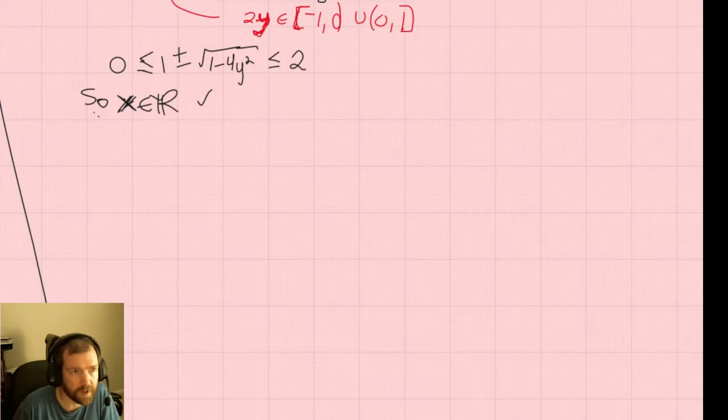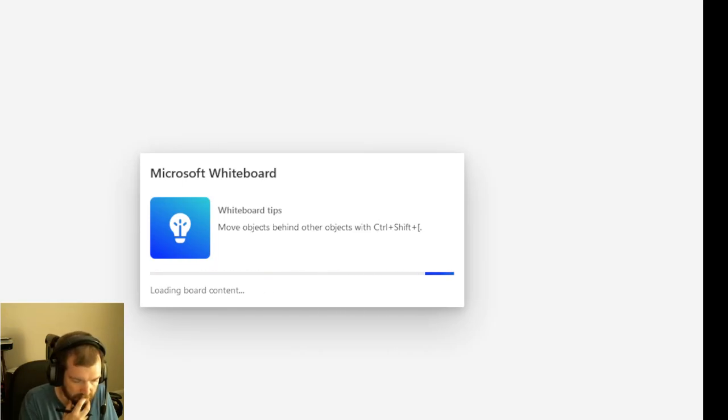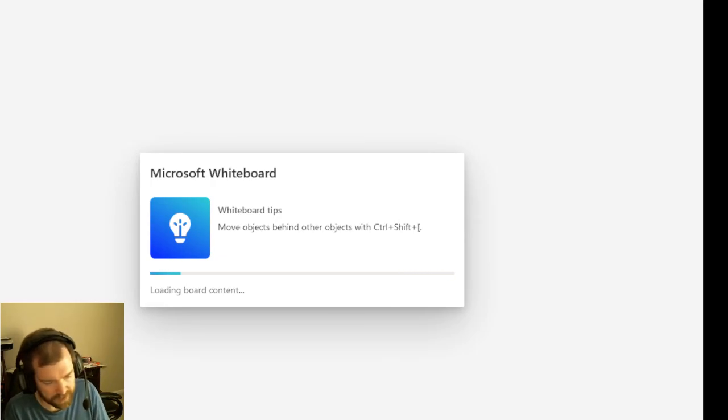Could just be the entire waveboard program. I don't know. Let's see how long it takes to load. Could also just be because there's a lot of stuff here, which is perfectly possible.